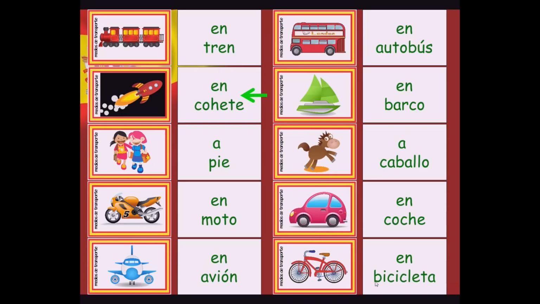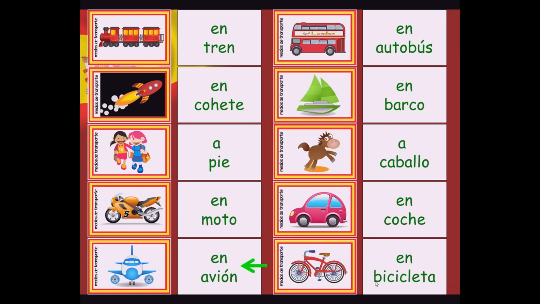So what do you think en cohete is? That's right, by rocket. Very common form of transport, I'm sure you'll agree. A pie. A pie. This one's a little bit different in English. What would we say there? It's on foot. If you travel a pie, you travel on foot. The next one, en moto, is by motorbike. Moto is short for motocicleta, for motorcycle. And the next one, en avión. What would that one be?